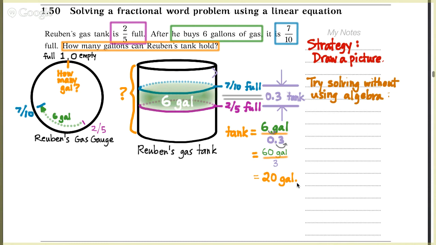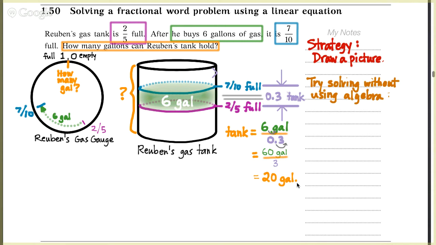Then he goes and he buys 6 more gallons. And so we know now in total, Ruben is going to have 8 plus 6, 14 gallons in his tank. Now, what proportion of 20 is 14? Well, it's 14 over 20. And if I reduce that fraction, 14/20 becomes indeed 7/10. So this would appear to be a correct solution to the story problem that we started with here.